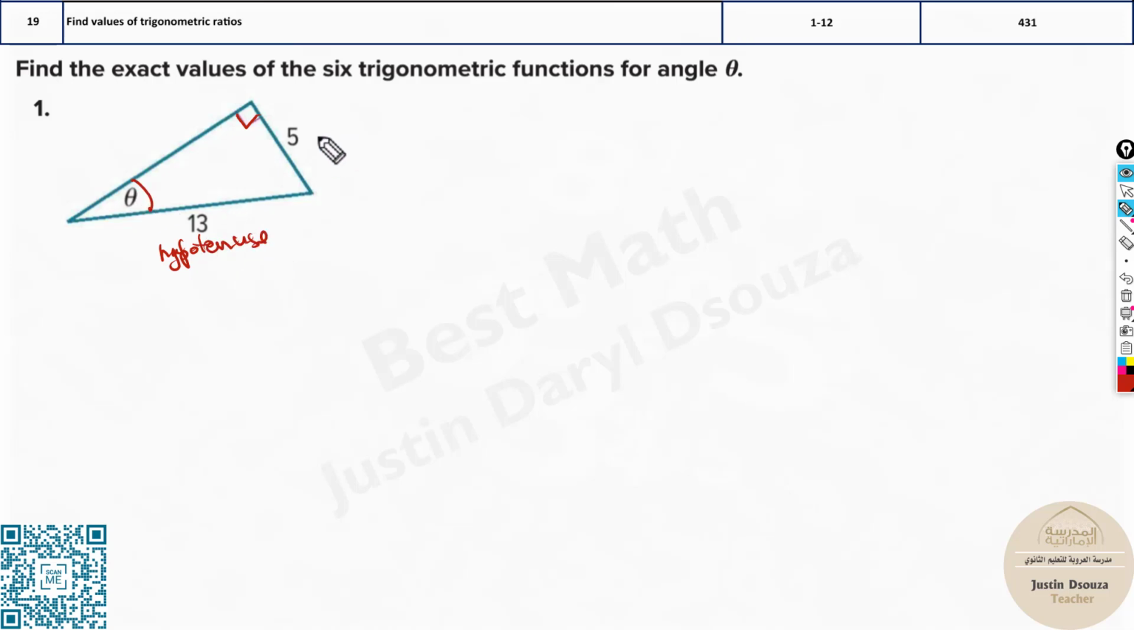Theta is known, so the side opposite to it is the opposite side itself. And then the next side to it, other than the hypotenuse, is called the adjacent side. All three done. Now here, we don't know the adjacent side. We know only opposite and hypotenuse. Since trigonometric ratios are given as sine, cosine, and tan, we can remember this acronym SOHCAHTOA.